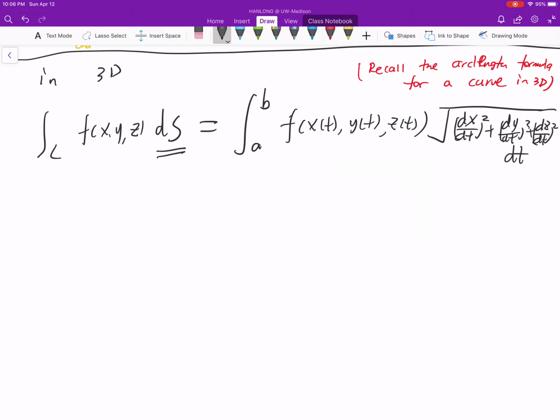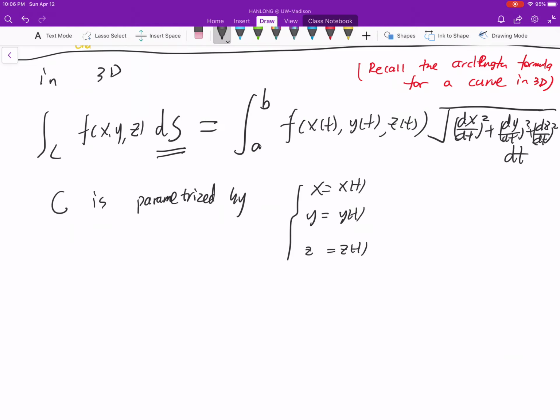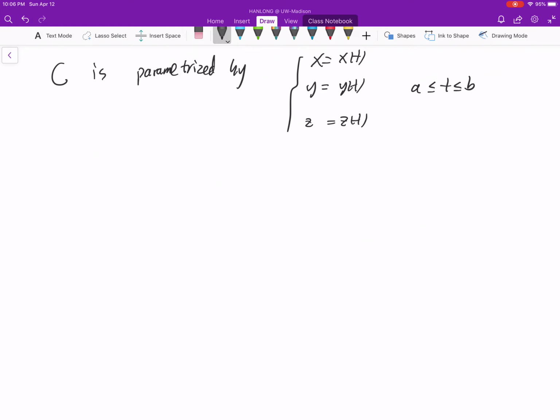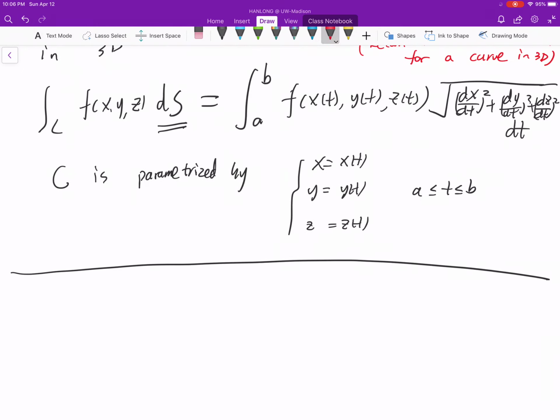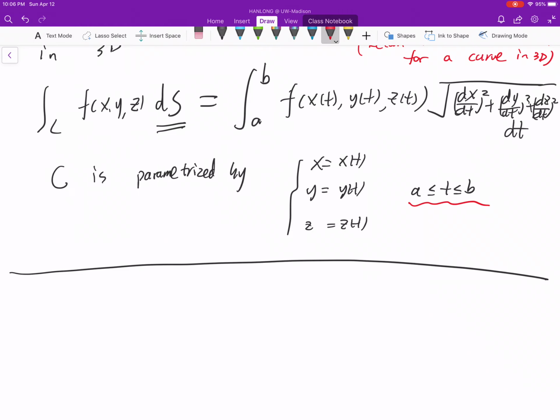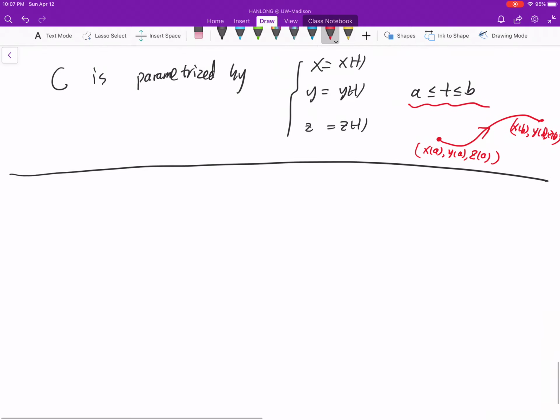Okay, and here, of course, you need to specify the relation between t, C, and AB. So C is parameterized by x(t), y(t), z(t), and t goes from A to B. Similarly, by making this choice, we already decide, because you trace the curve from A to B in this order, that automatically gives you some direction in which your curve flows. So from (x_A, y_A, z_A) to (x_B, y_B, z_B).